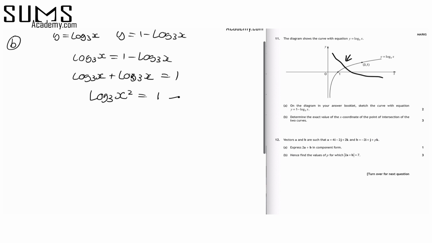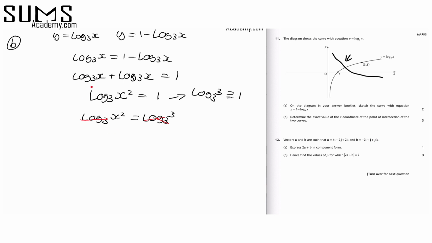And then you know that log 3 to the base 3 is equivalent to 1. So this then becomes log 3 x squared equal to log 3, 3. The log 3's cancel out. So you're left with x squared equals 3. So x is equal to plus or minus the square root of 3.